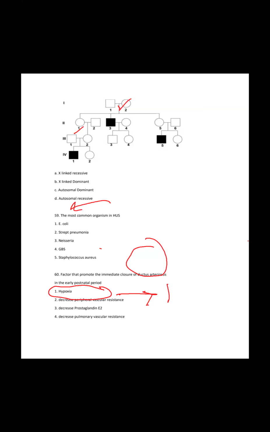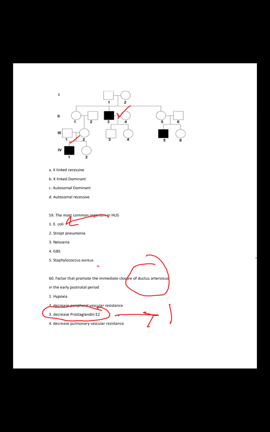Loss of these, why not option 2? Peripheral vascular resistance is increased. Okay. When the baby is born, your peripheral or systemic vascular resistance is increased. So it does not have a role directly on the ductus arteriosus.